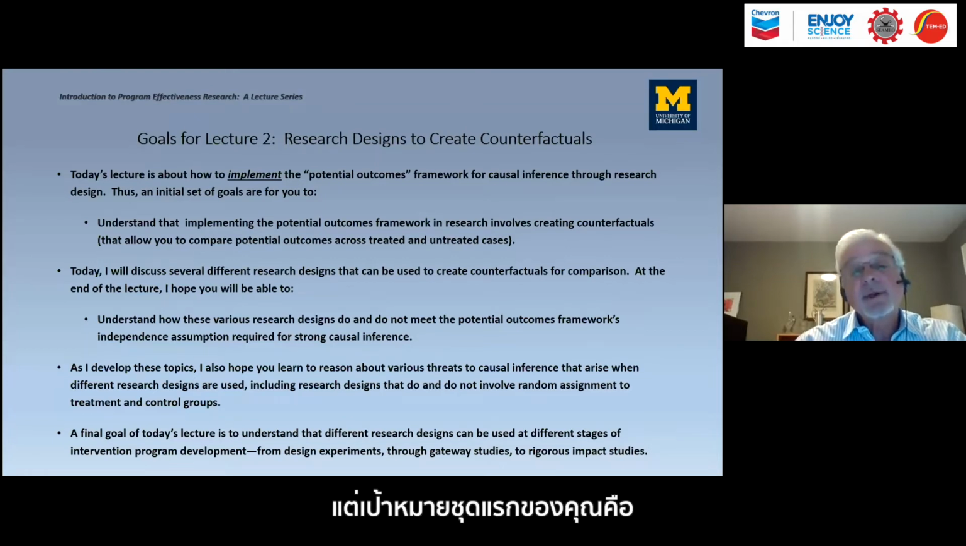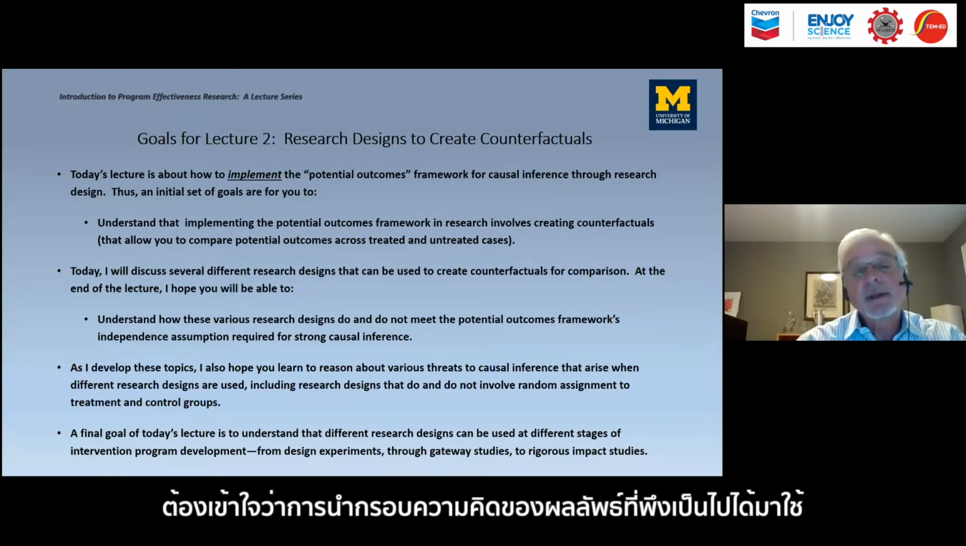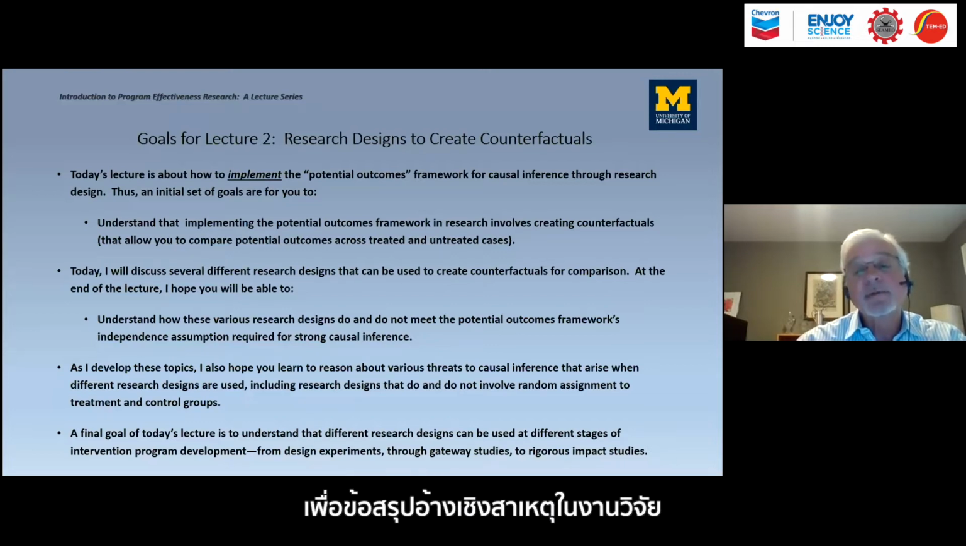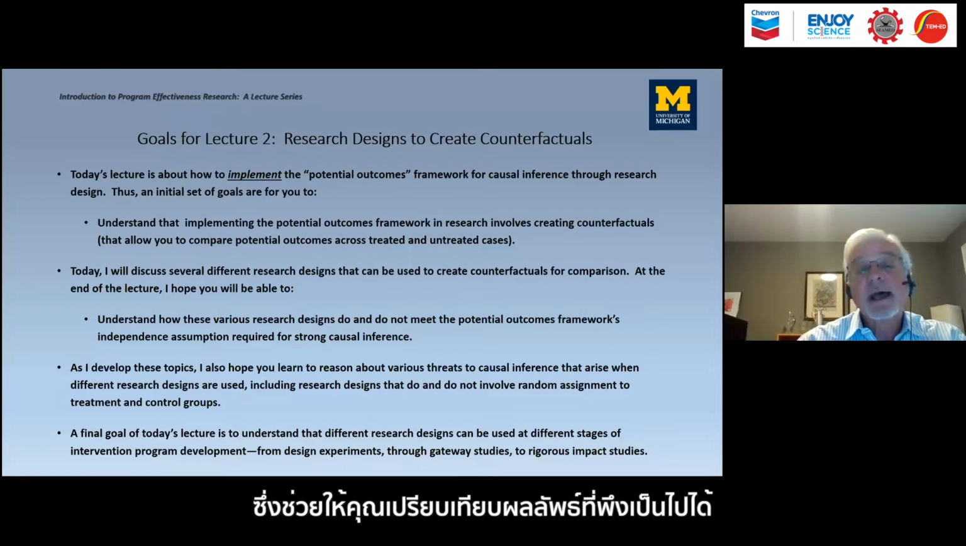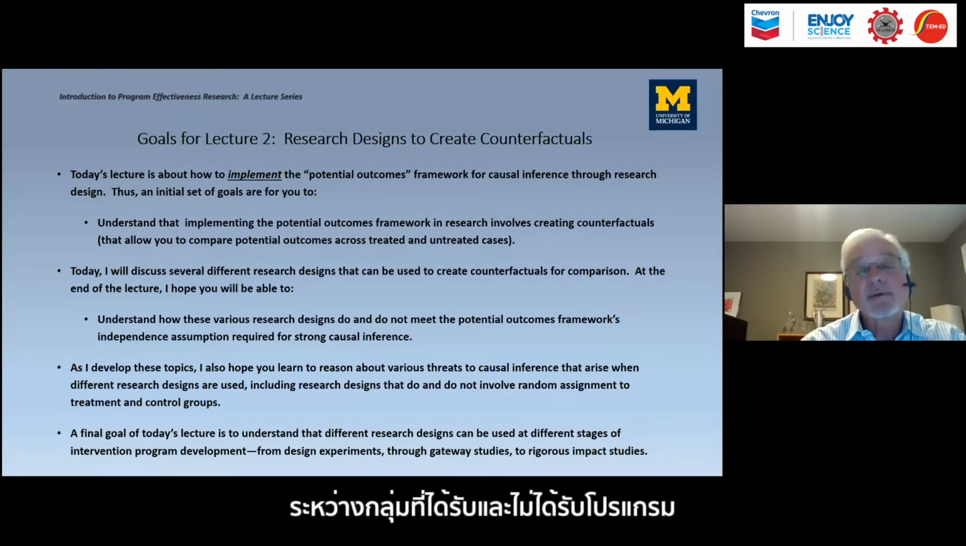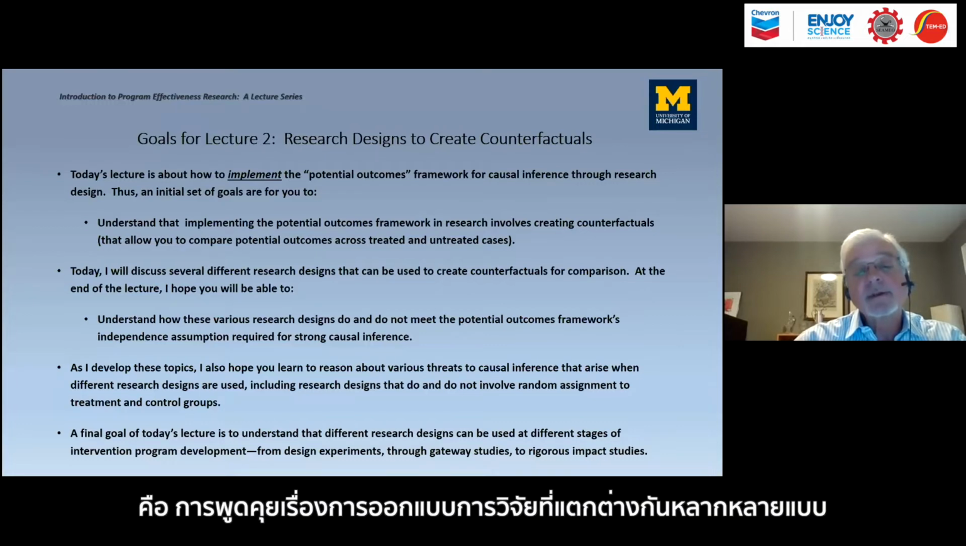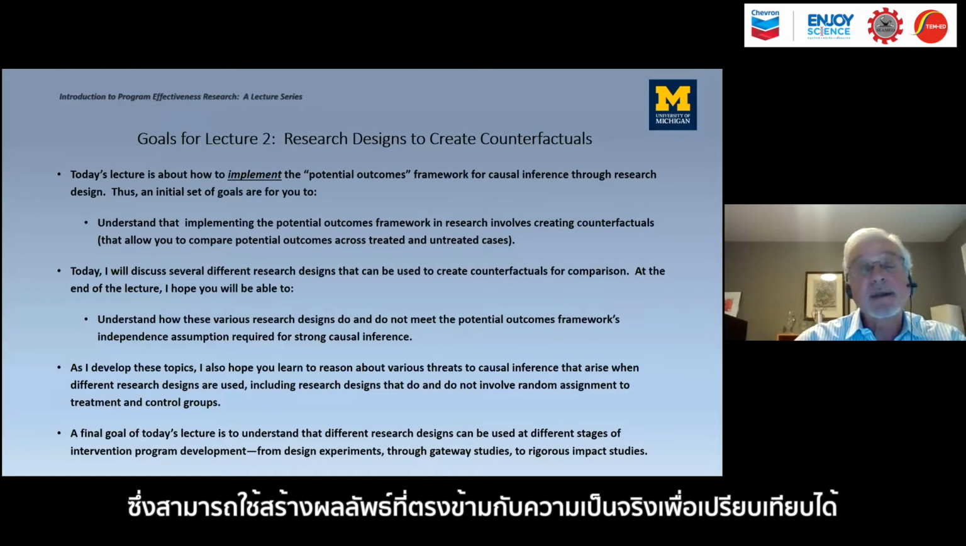But an initial set of goals for you is to understand that implementing the potential outcomes framework for causal inference in research involves creating counterfactuals that allow you to compare potential outcomes across treated and untreated cases. And today, the goal is to discuss several different research designs that can be used to create these kinds of counterfactuals for comparison.